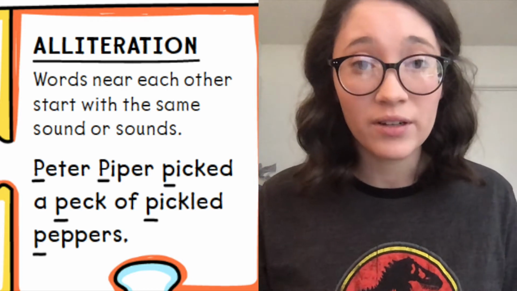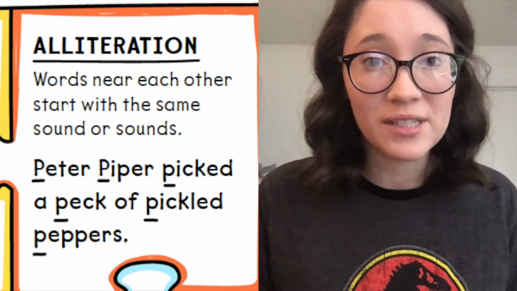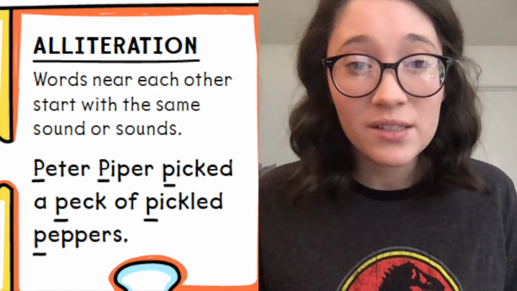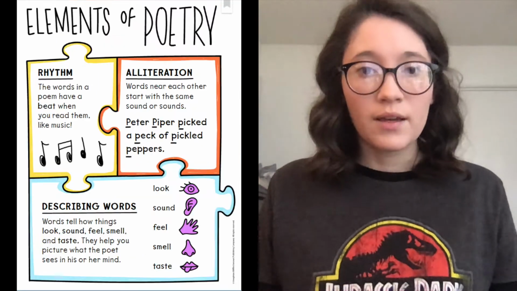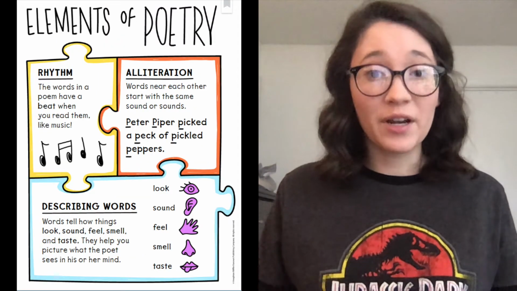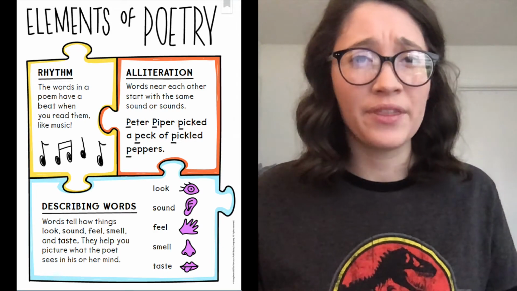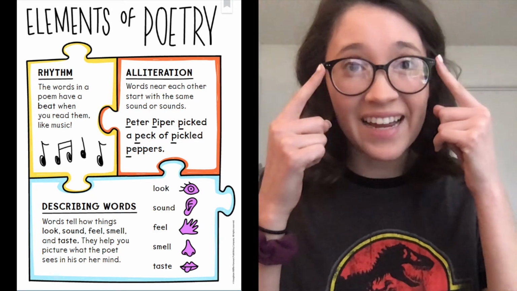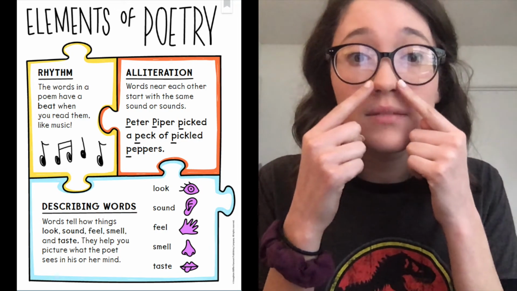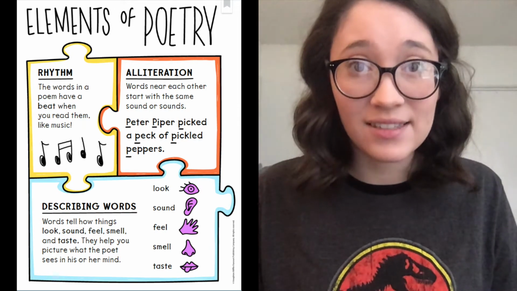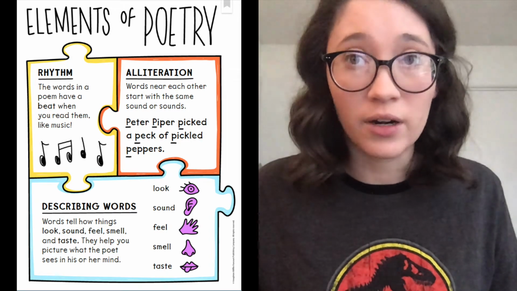So our example on our anchor chart is Peter Piper picked a peck of pickled peppers. Almost all of those words start with a p, which makes it alliteration. Now, the last element of poetry that we're going to be looking at this week is describing words. Words that tell how things look with our eyes, sound, feel, smell, and taste. They help you picture what the poet sees in his or her mind.